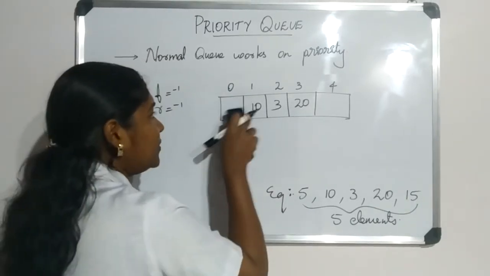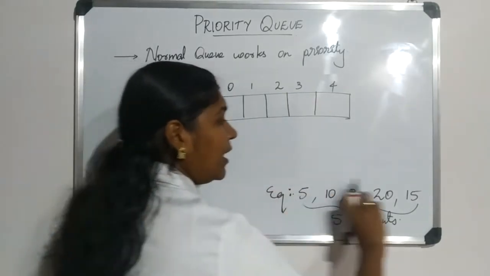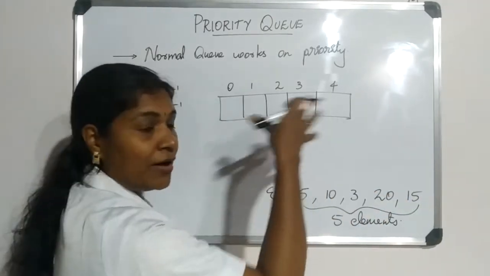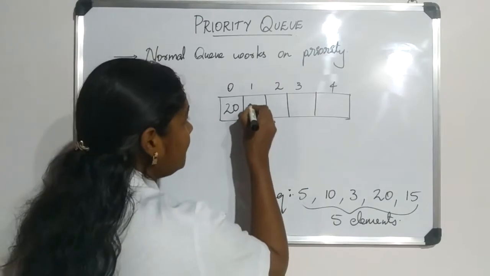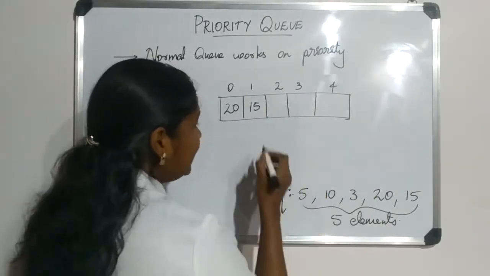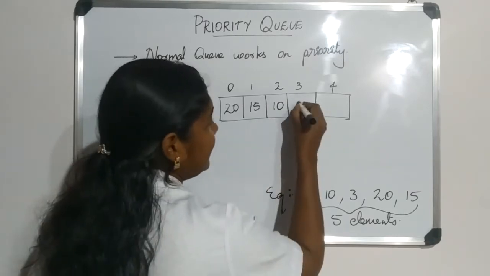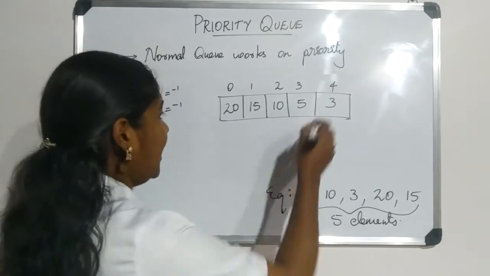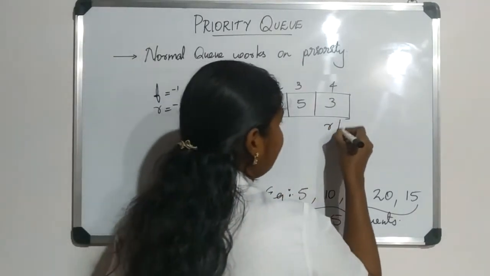This is what I am explaining first. So after entering all these 5 elements, how our array would be is like, in the first position 20 would be there, then in the second position 15 would be there, then next largest element is 10, then 5, then 3. Clear? And our front would point here and rear would point here.